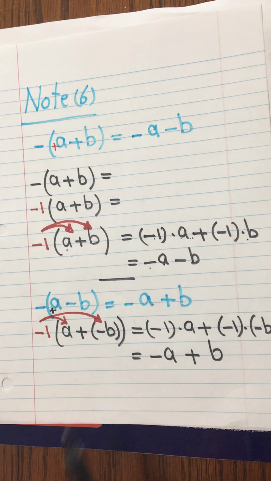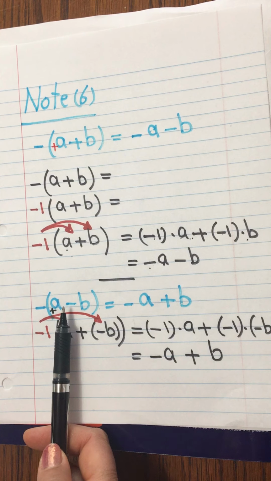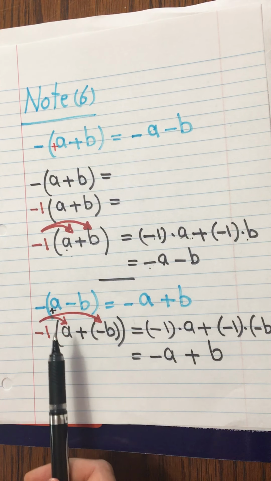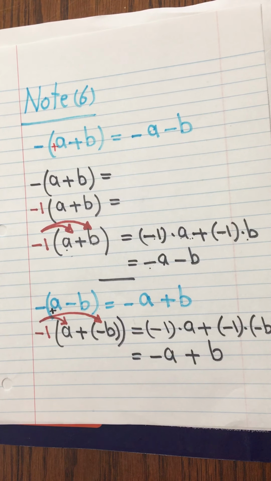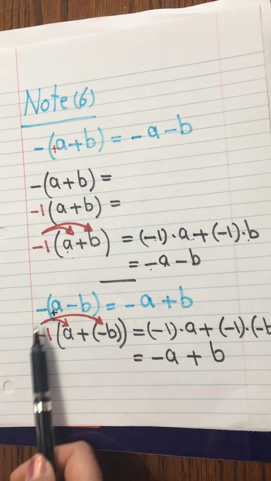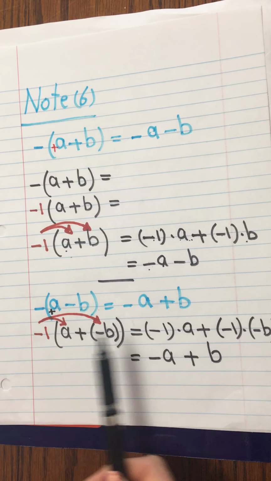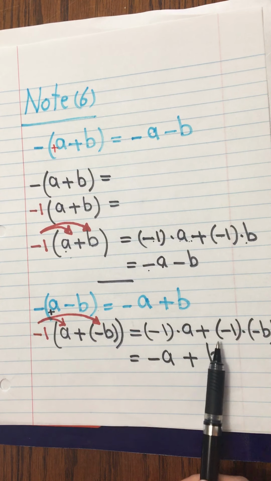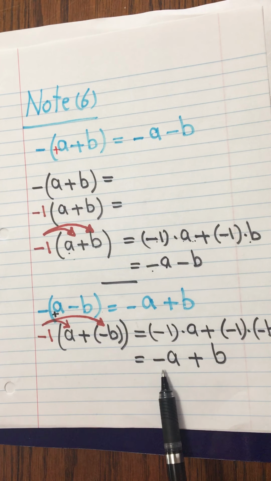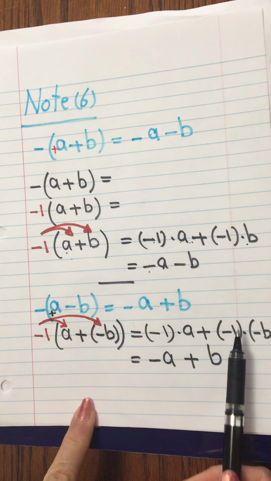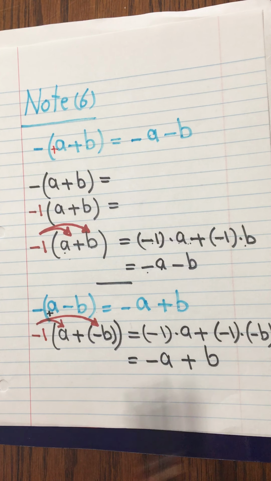For the second one, it's gonna be the same thing, but first I have to change the negative sign inside parentheses to a positive. And b is gonna be negative b. And then multiply negative 1 by these 2 terms. And so I can have negative 1 times a plus negative 1 times negative b. Negative 1 times a is negative a plus negative times negative is positive. So I can have plus b.